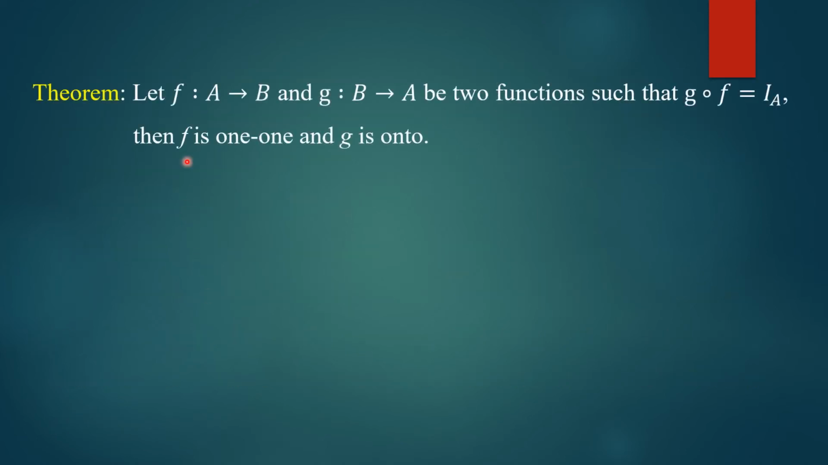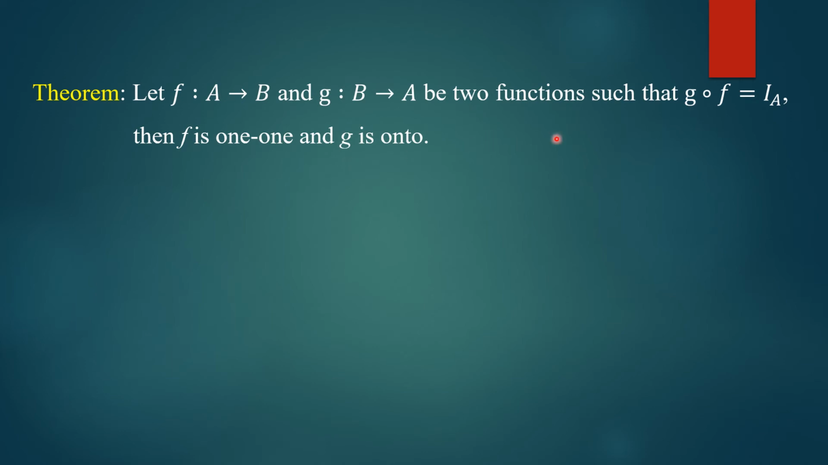We have a theorem again. Let f from A to B and z from B to A be two functions such that GOF is equal to I_A, then f is one-one and z is onto. The first function is one-one and the second function must be onto. Always, this is a theorem. If you find GOF is equal to the identity function on the set A, then the first function is one-one, and the second function is onto.